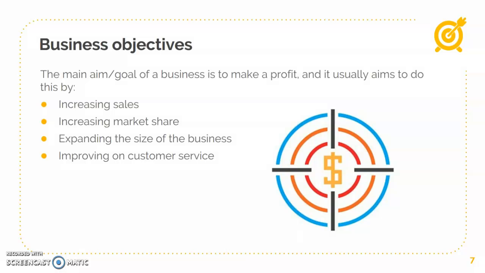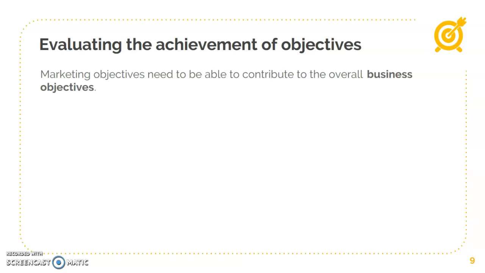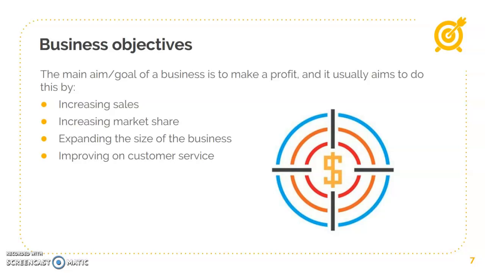Now this is very important. Business objectives are some things that you need to consider, and they're going to stay the same up until year 12 as well. Now the main aim of a business is to make profit. I think you all will agree to that. So the reason why we're starting a business is to earn money, right? We earn money when we make a profit in our business.